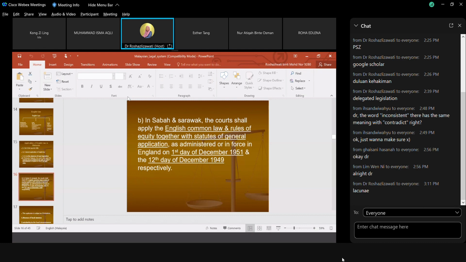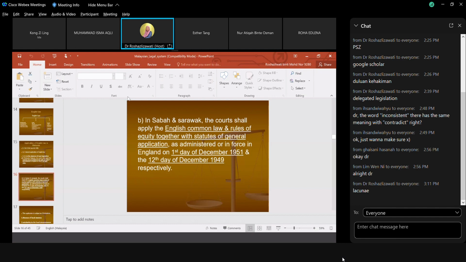So in Sabah, for the application of English law, equity, and also statutes, starting from 1st December 1951, bermula pada 1 Disember 1951. Meanwhile, for Sarawak, starting from 12 December 1949. So look at the date. Sarawak is considered as the earliest state who apply English law, i.e. common law, equity, and also statute in Malaysia.